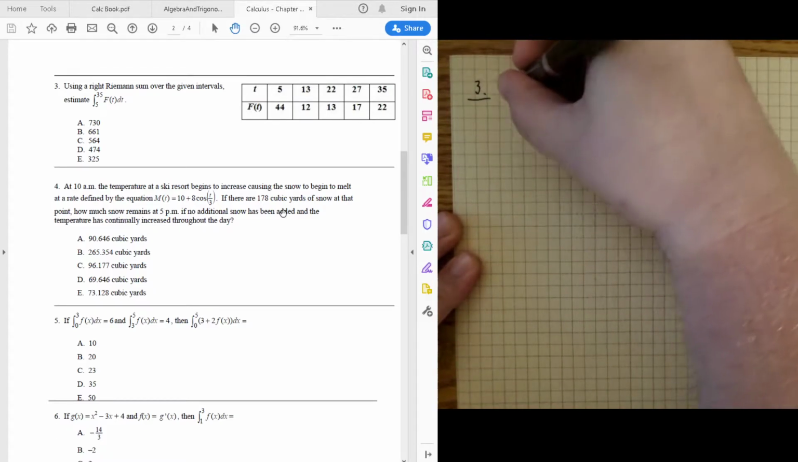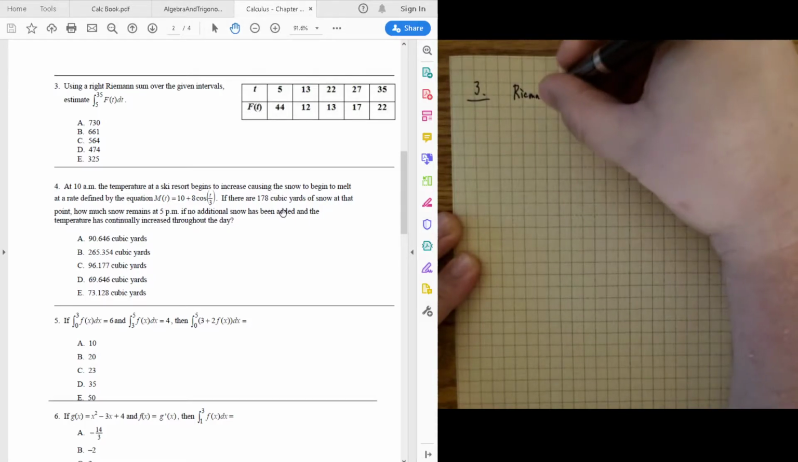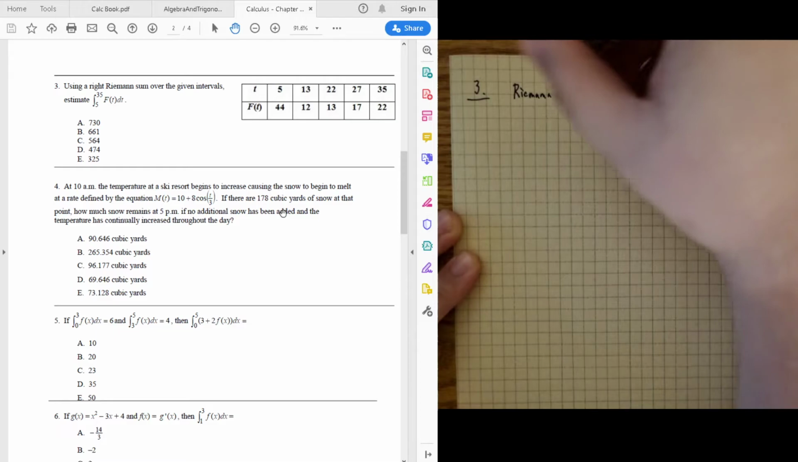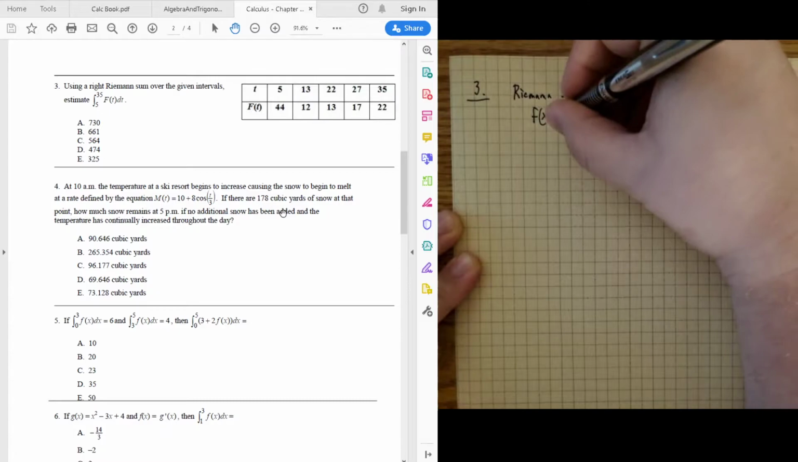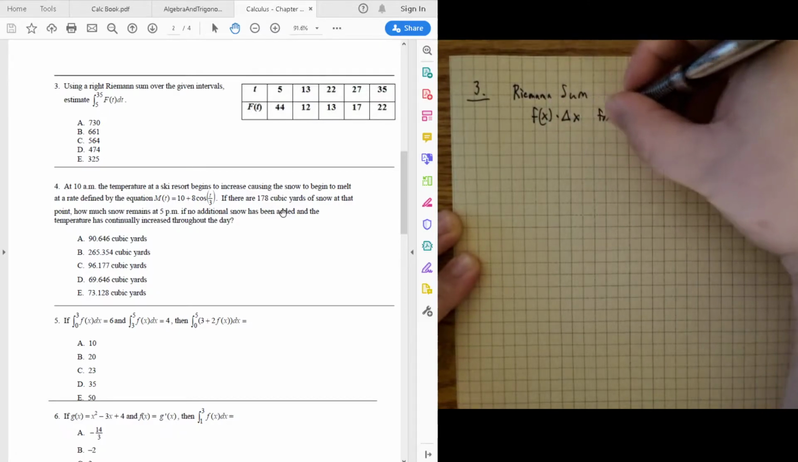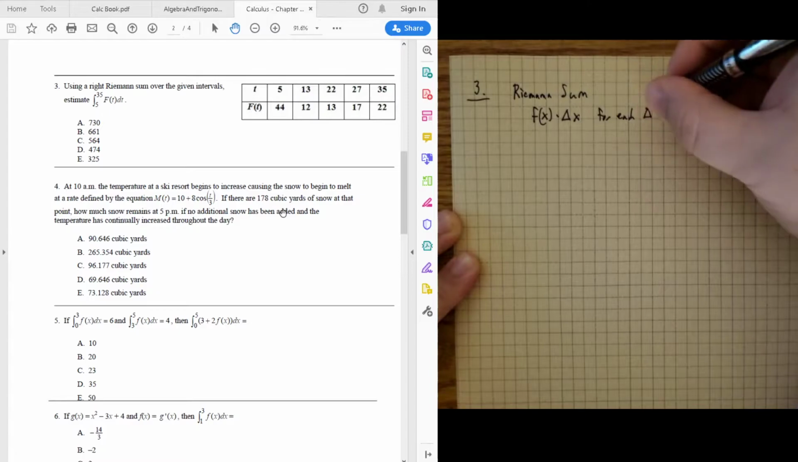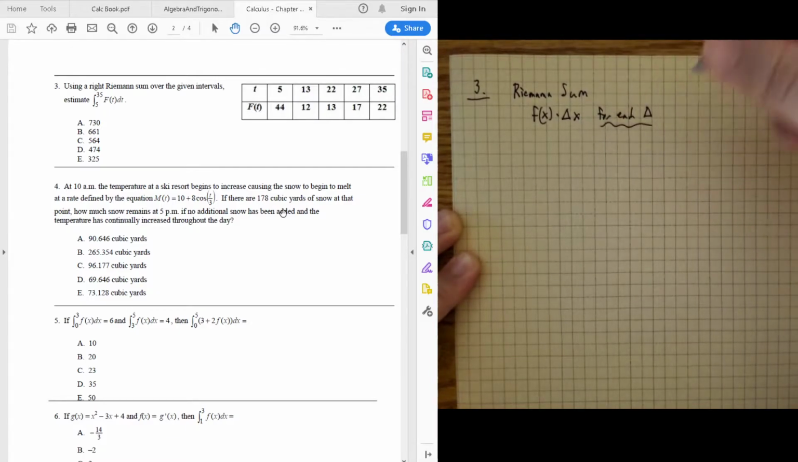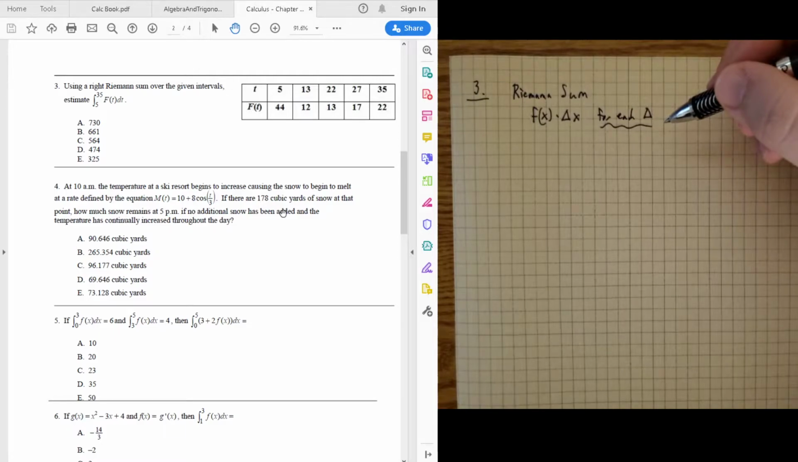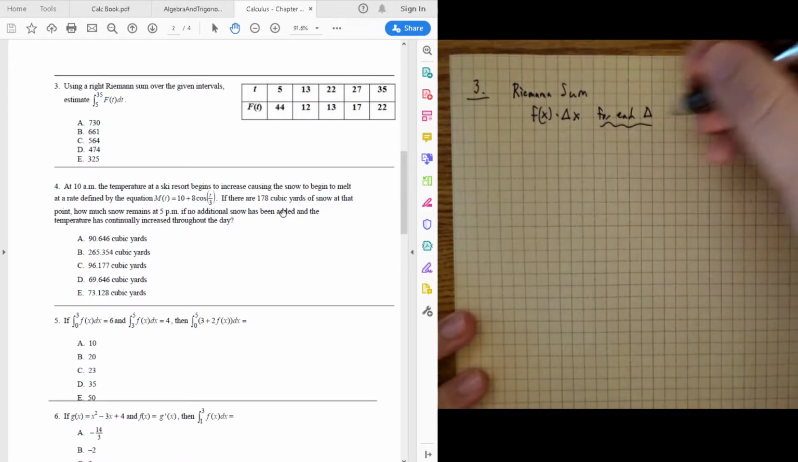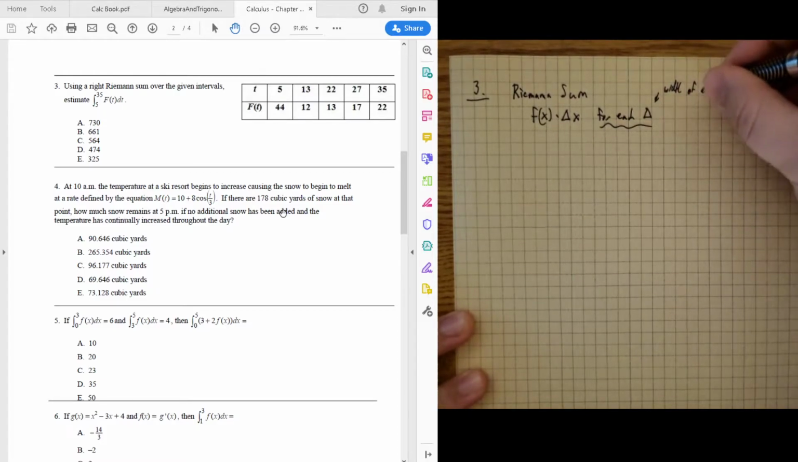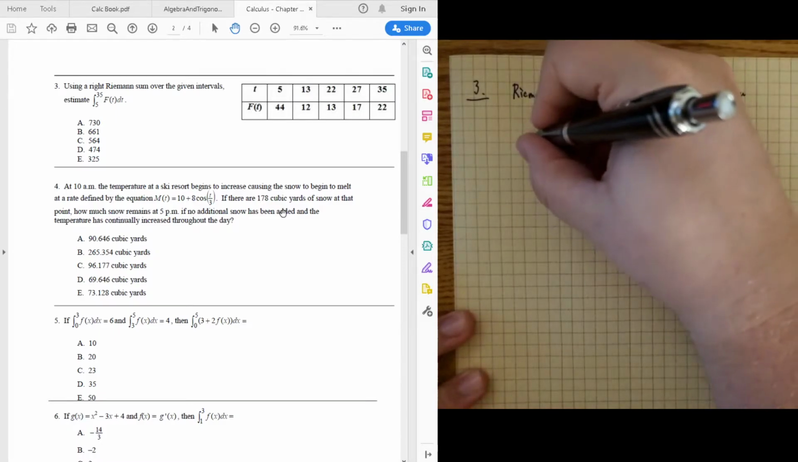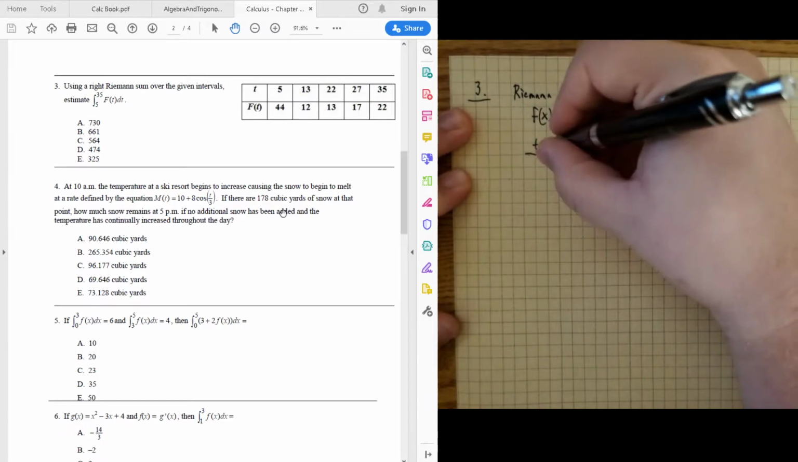Let's remember our definition of a Riemann sum. The definition of a Riemann sum is you're supposed to take f of x times delta x for each delta. Now, we spent a lot of time talking about when delta is a constant. Remember, delta is just the width of each rectangle. So if you look at this problem, they've defined this nice little setup.